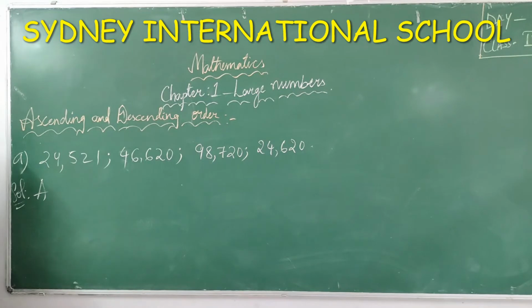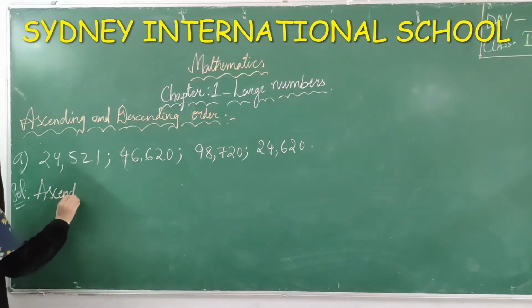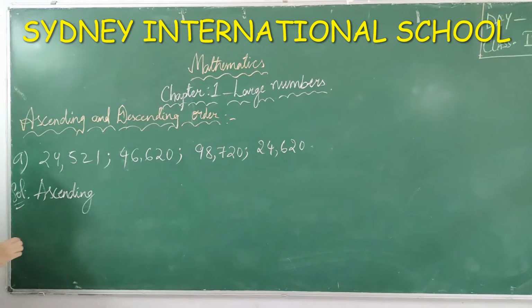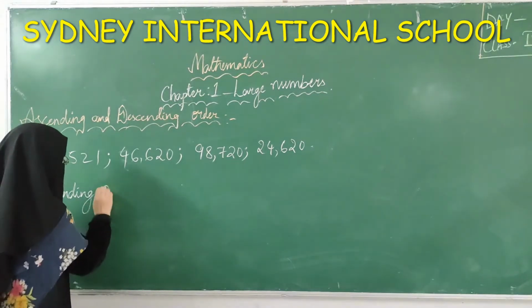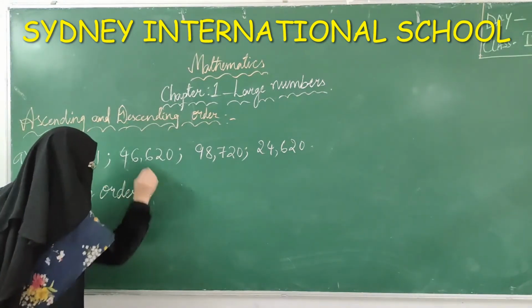Ascending order means small to big. In ascending order, we'll arrange the numbers from small to big. In descending order, numbers are arranged from big to small. Here first I am writing ascending order, which means we have to arrange the numbers in small to big format. Okay, ascending order. Let's start.